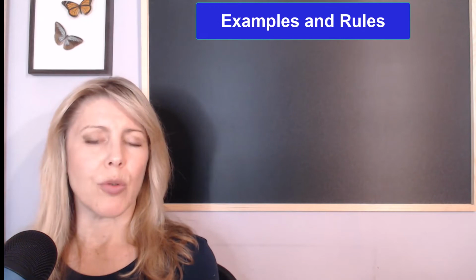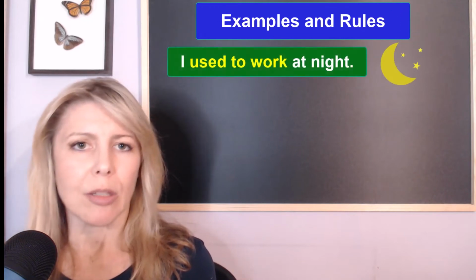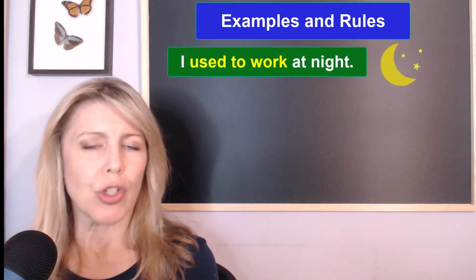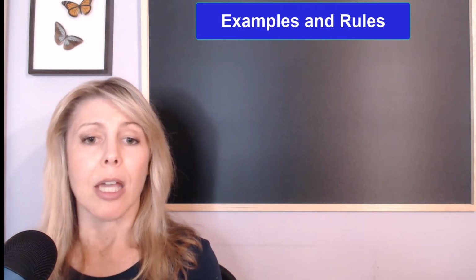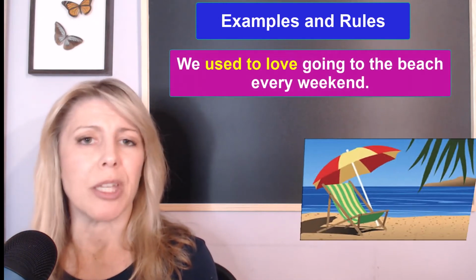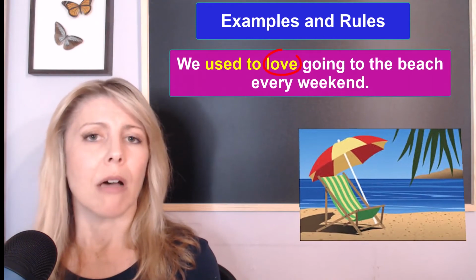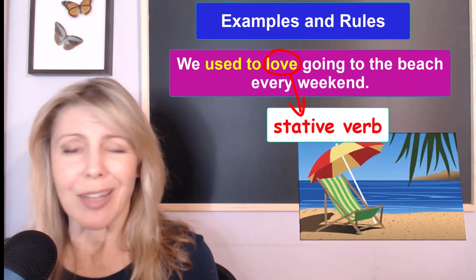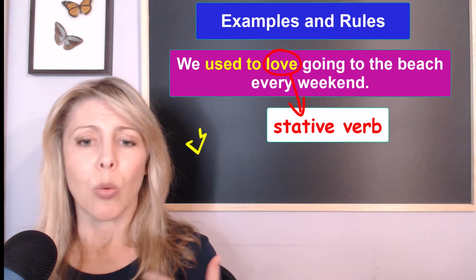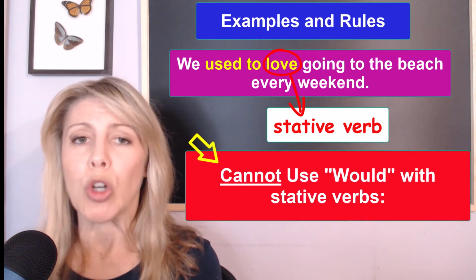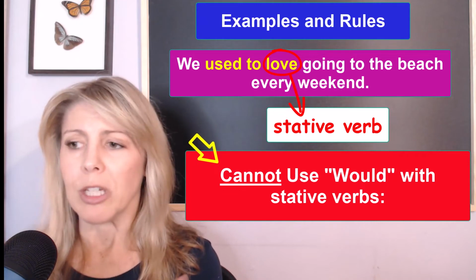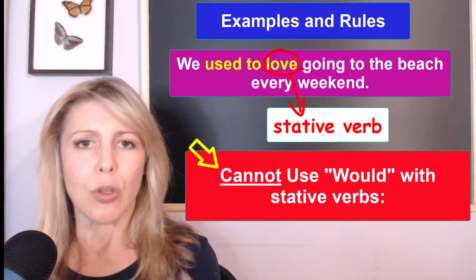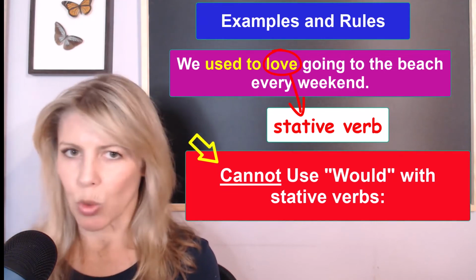All right, let's look at some examples and rules. An example with used to. I used to work at night. Okay, again, used to, simple tense form of the verb work. I could say, we used to love going to the beach every weekend. Love is a stative verb. It's a state of be. Okay. We cannot use would with stative verbs. This is very important. Okay. We can use stative verbs with used to, but not with would.